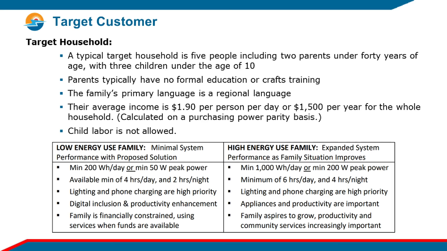It means maybe it's a 3 watt light for 4 to 6 hours per day, maybe a couple of lights, and cell phone charging is very, very important. And then digital inclusion means either it's a tablet or a TV, or some form of connectivity back, because that starts getting them ramped up overall.